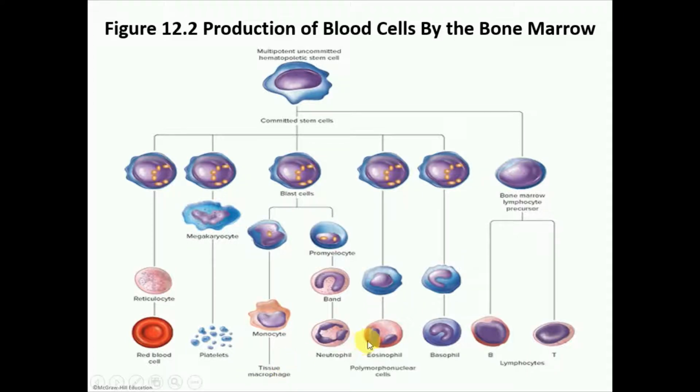The neutrophils, eosinophils, and basophils are your granulocytes, meaning that if you look under a microscope, you'll find granules in them. And then you've got T and B lymphocytes, and we'll talk about more details of these white blood cells as we go through the chapter.